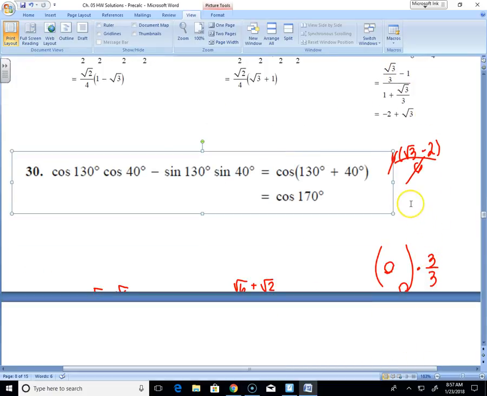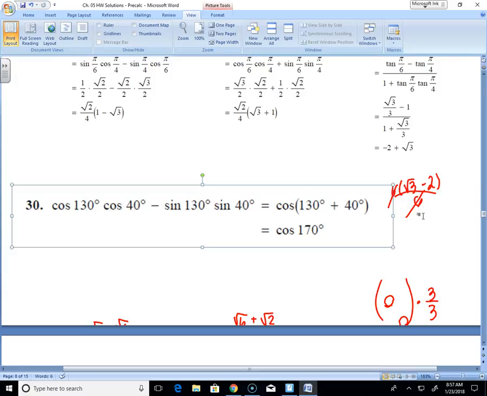Number 30 was so easy it might have been hard because you had to take the formula and go backwards. You have to go from cosine sine and go to cosine of u plus v and then say, oh, cool, u is 130, v is 40, add 170. You have to go backwards with the formula.